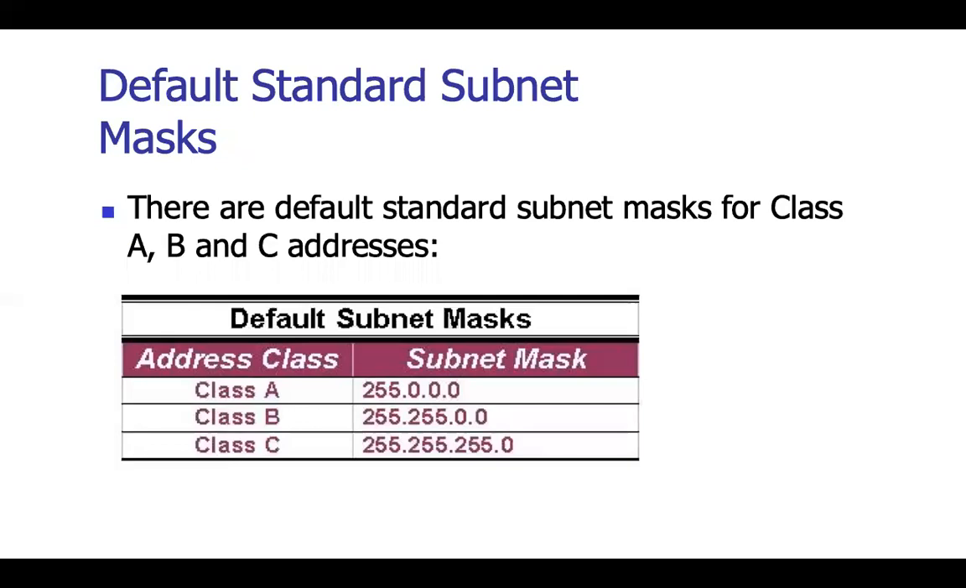Next subchapter is the default standard subnet mask. There are default standard subnet masks for class A, B, and C addresses. For example, for address class A, the subnet mask is 255.0.0.0. For class B, the subnet mask is 255.255.0.0. For class C, the subnet mask is 255.255.255.0.